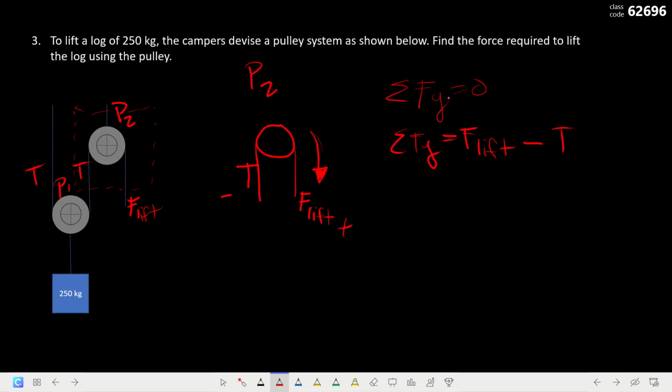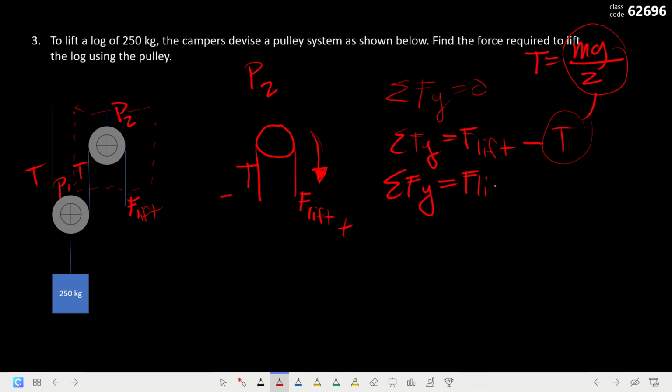So, since tension is equal to mass times the acceleration due to gravity divided by 2, we can substitute this term with this equation, so that the summation of forces along the y-axis is equal to the force required to lift the object minus mg divided by 2. Since this is equal to 0, we equate it to 0. So F of lift minus mg divided by 2 is equal to 0.